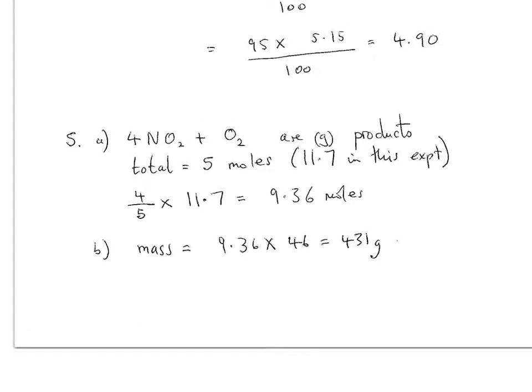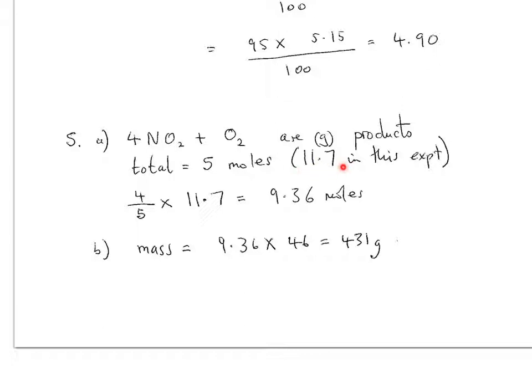5a, lead nitrate is heated. It decomposes to form 11.7 moles of gaseous mixture products, NO2 and O2. If you look at the equation, it's 4 moles of NO2 and 1 mole of O2. They are the only gaseous products. The other product is PbO, which isn't gaseous. And there's 5 moles there, 4 plus 1 makes 5.